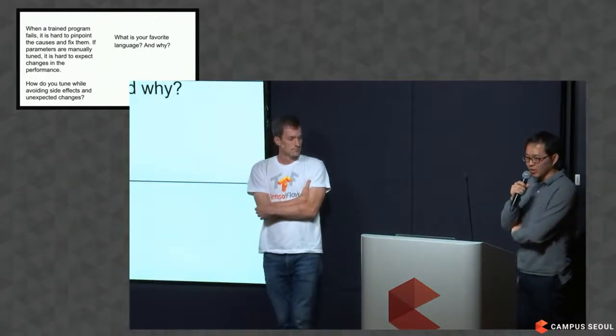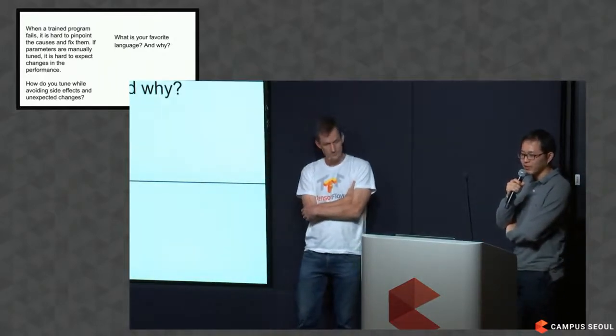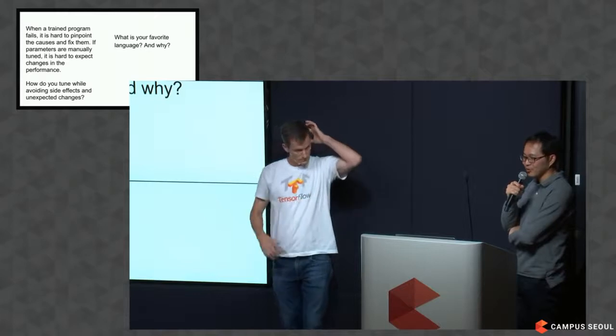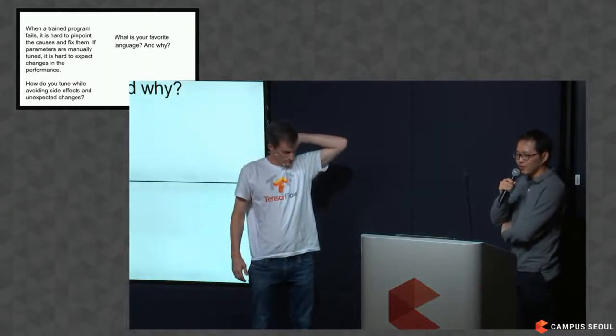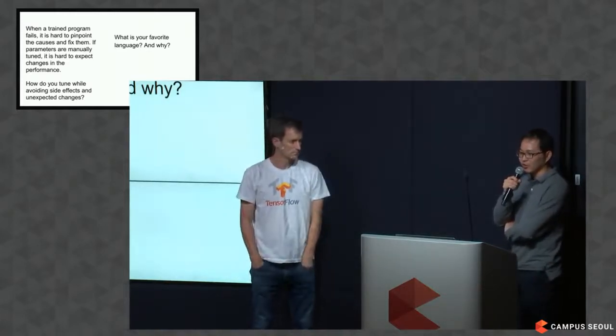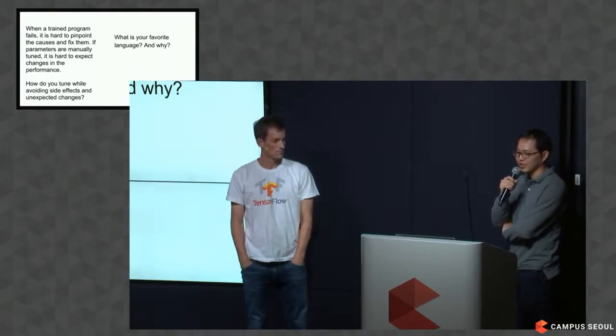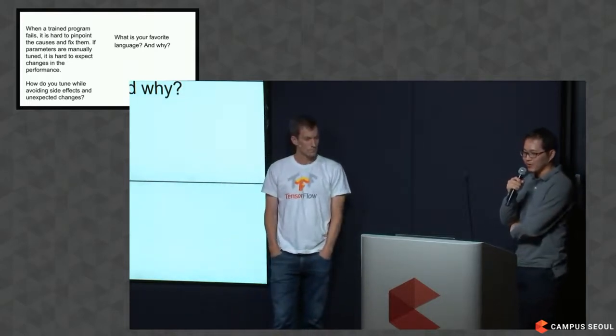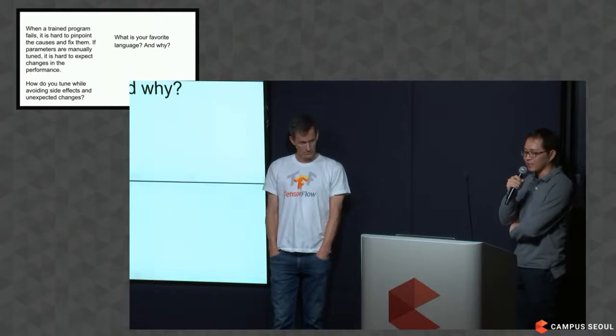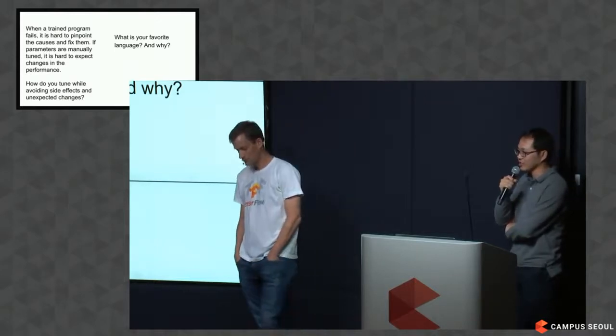When a trained program fails, it's hard to pinpoint the code and fix it. So if parameters are manually tuned, it's hard to expect changes in the performance. So how do you tune while avoiding side effects and unexpected changes?